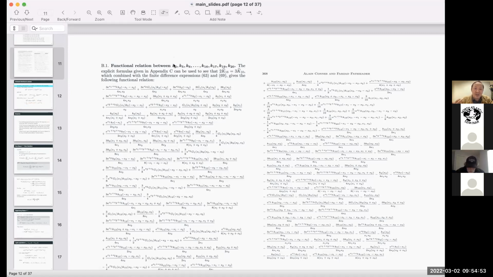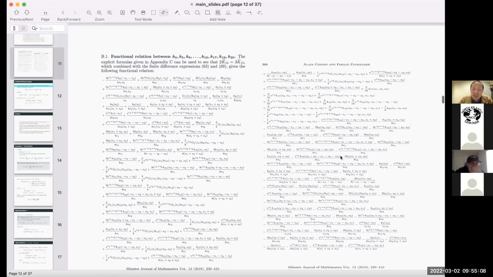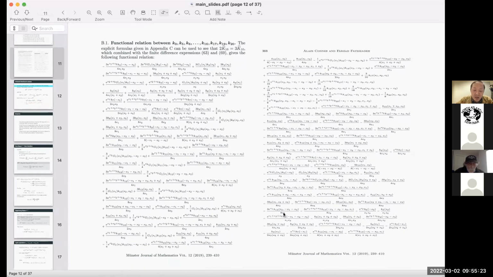And the second part is, what's the pattern? What's the mathematical structure behind these functional relations? This was generated by the computer, and this page is not even complete. It's not the complete formula. You have to go back to the paper to grab the complete formula, or you can download the Mathematica notebook file attached to the paper on arXiv.